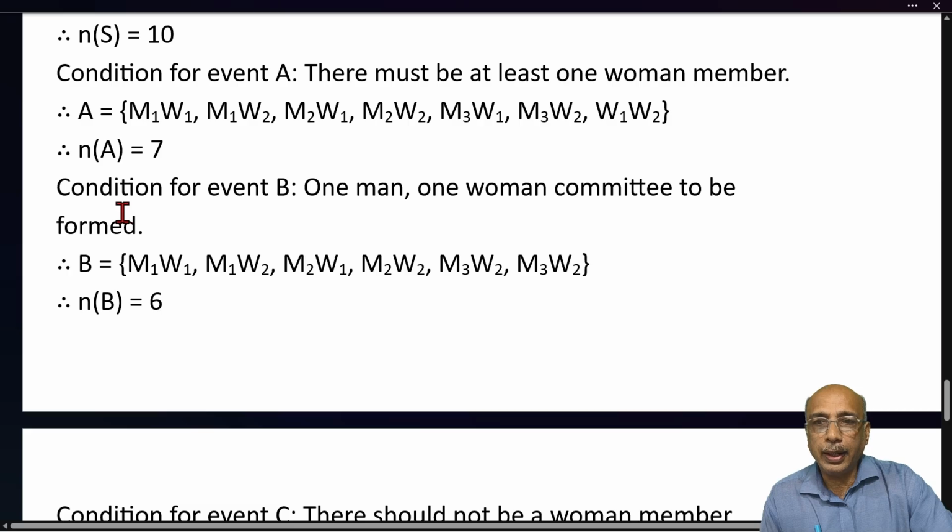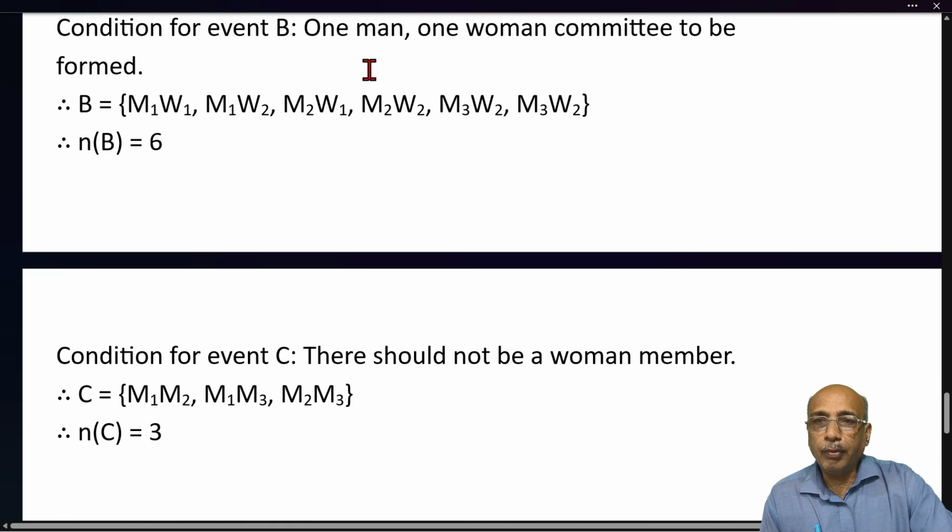Condition for event A: there must be at least one woman member. So wherever all the men are there, that will not be counted, and all other terms will be there. So here M1 W1, M1 W2, M2 W1, M2 W2, M3 W1, M3 W2, and W1 W2, both the women. At least one woman must be there. Here both are there, so it will be considered. Therefore, n of A equals 7.